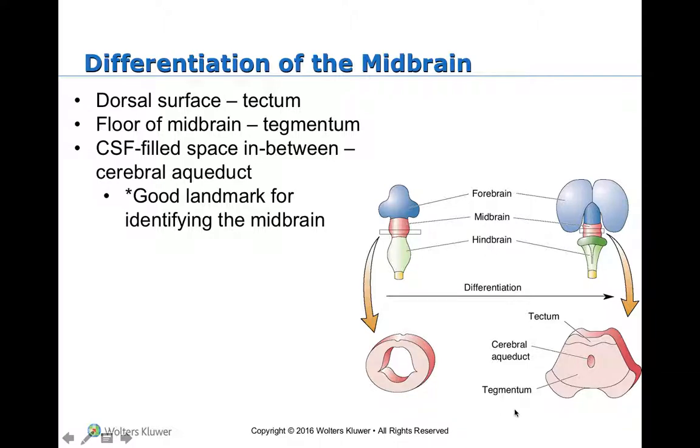Now, as we move to the midbrain, we have further differentiation. In the midbrain, you have the tectum, which is the dorsal surface, and the tegmentum. So the dorsal surface, or the tectum, will lie above the tegmentum. And the cerebrospinal fluid filled space that lies in between is known as the cerebral aqueduct. And this is a good landmark for identifying where you are in the brain. If you know where the cerebral aqueduct is, then you know that you're within the midbrain.